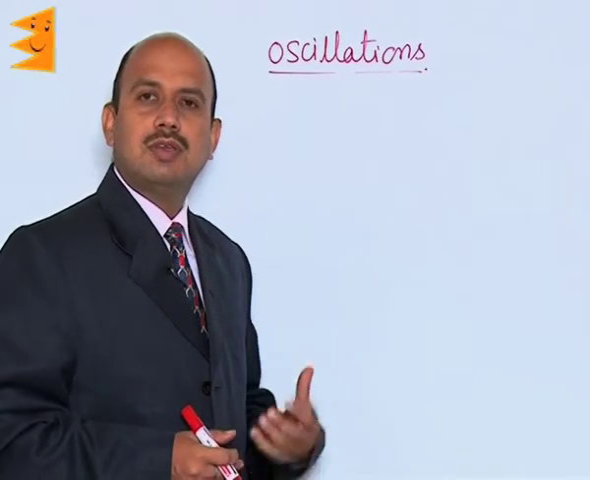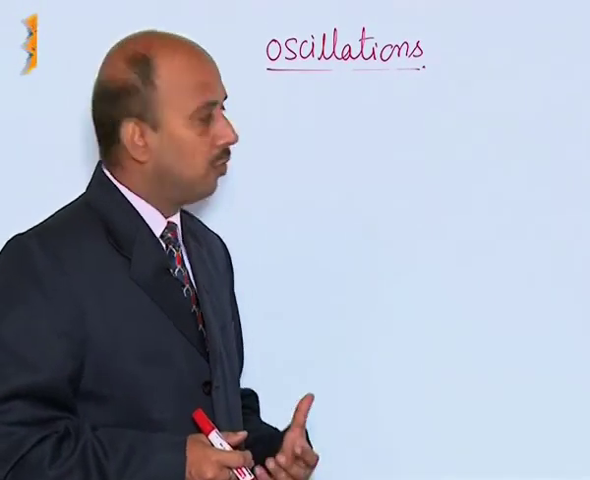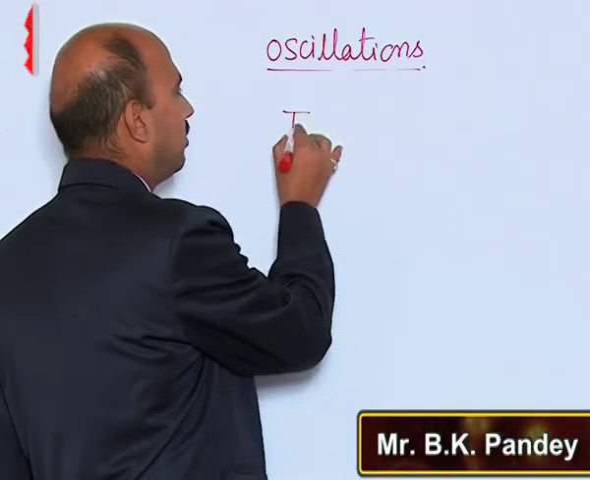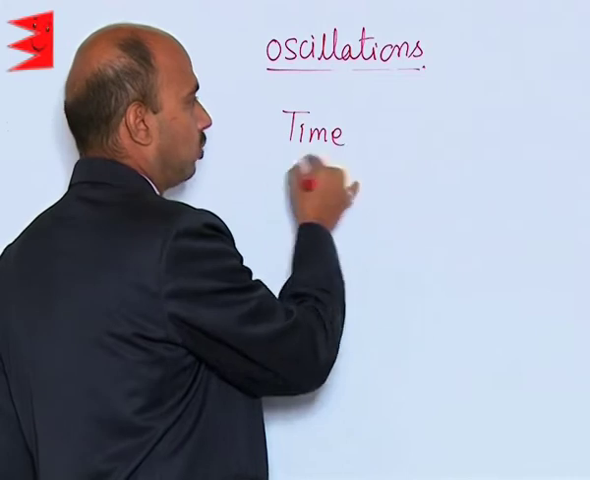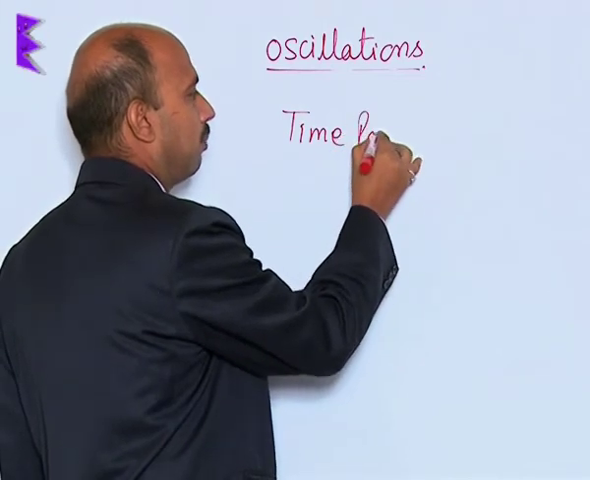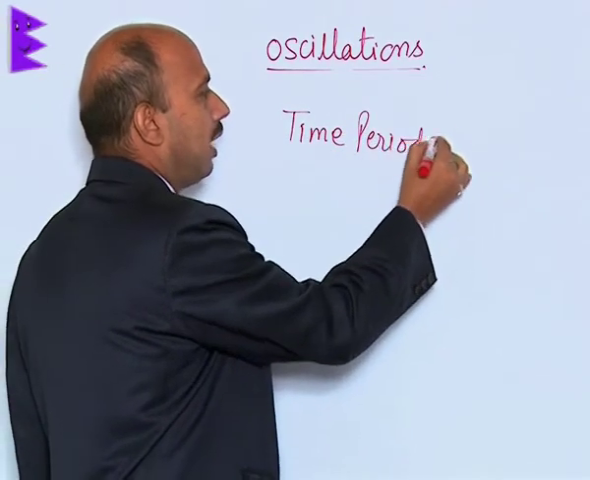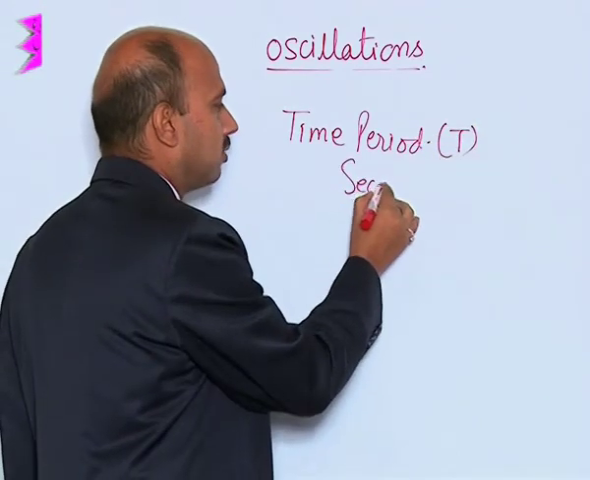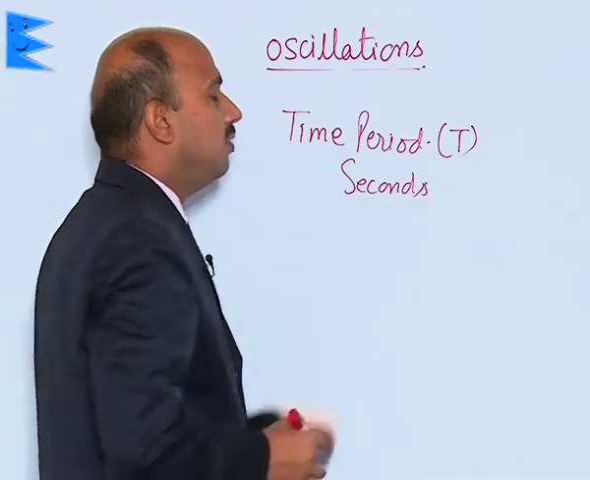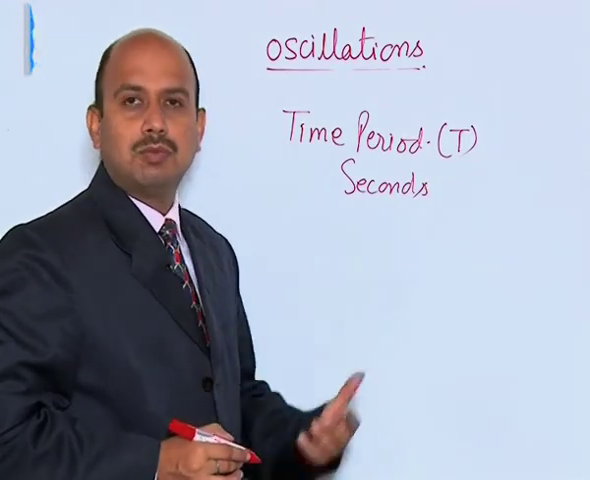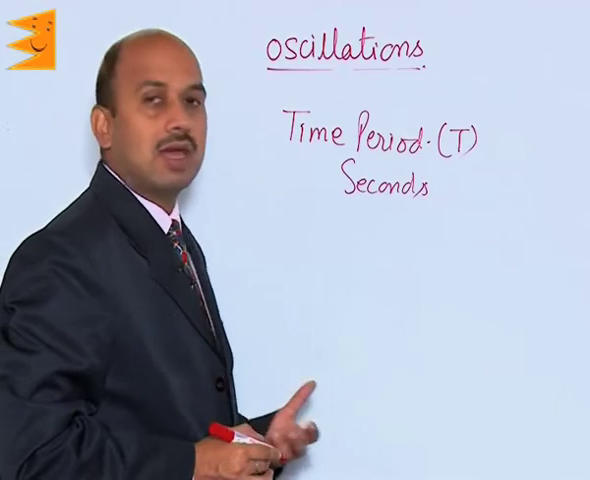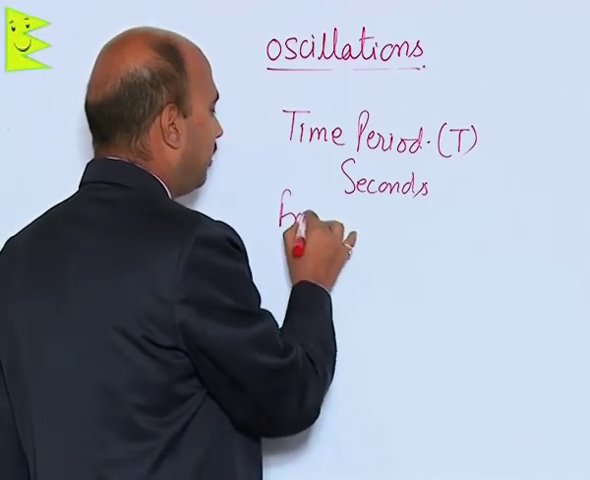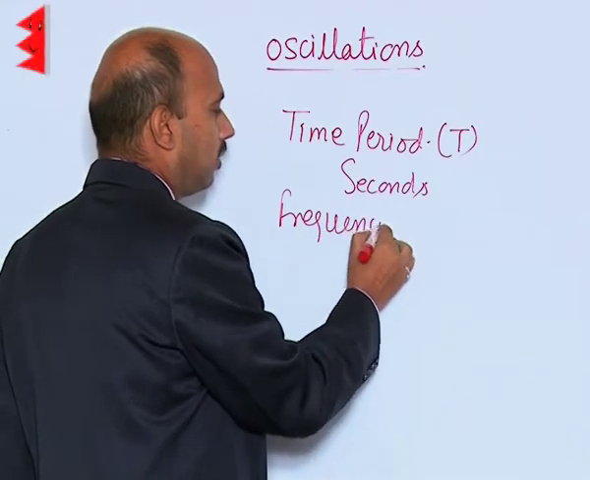Now let's see some basic terminology or basic definitions for this chapter, which are required to study. First is the time period, which I already mentioned in the previous topic. Time period is represented by capital T and is measured in seconds. It is the least time interval after which the motion is repeated, known as the time period of the body.